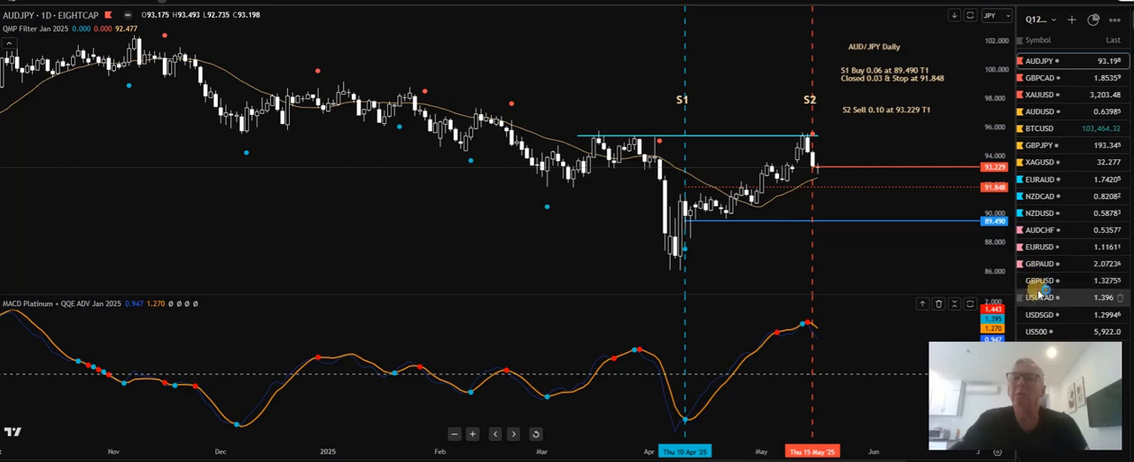The pairs below are ones I've just got old trades on. Once I'm out of them, I'll remove them from the watch list. So we look at the list here. Like I said, I'm not a trade signal provider, so please don't do what I say. Have a look, do your own analysis, and I'll give you a few ideas.